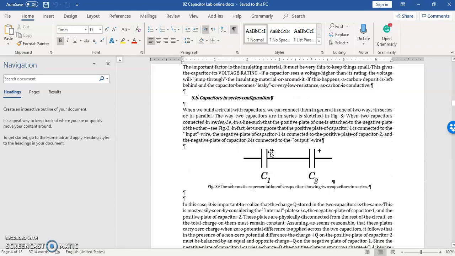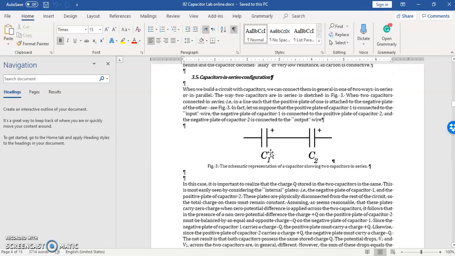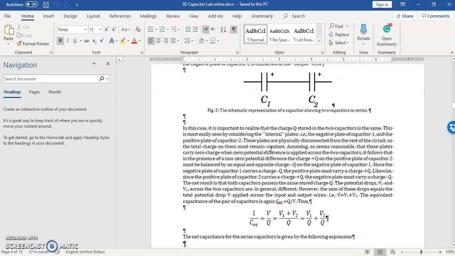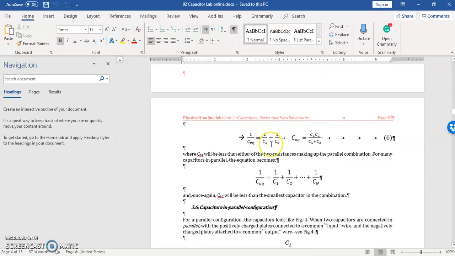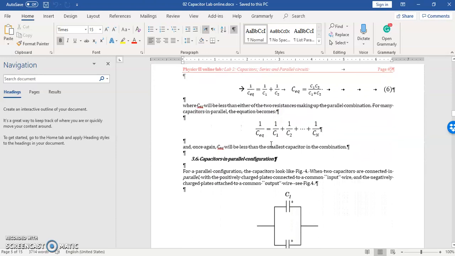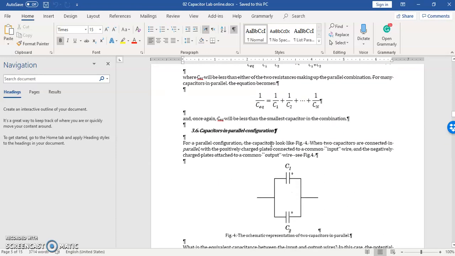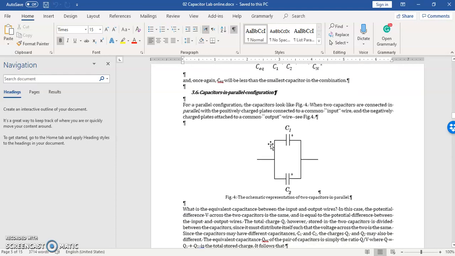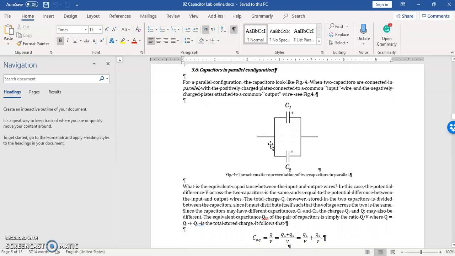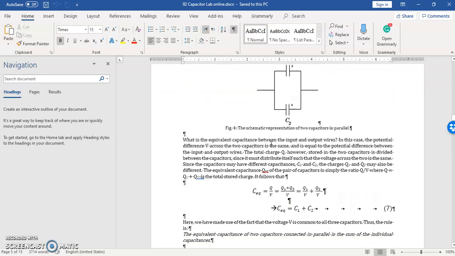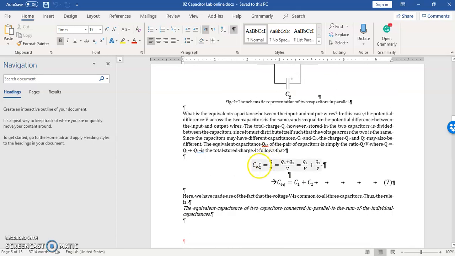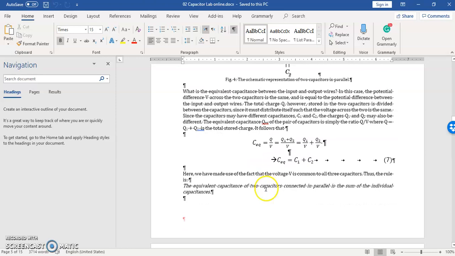Also, how could the capacitors be in a circuit? They can be in the form of series or in the form of parallel, and then how can you find the equivalent capacitance of capacitors in series, meaning that you want to replace all the capacitors with another capacitor that has all the characteristics in terms of voltage and charge. And then also how the capacitors could be put in parallel. So here is how the total capacitance could be found from there.